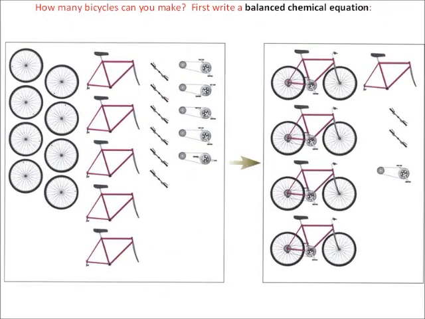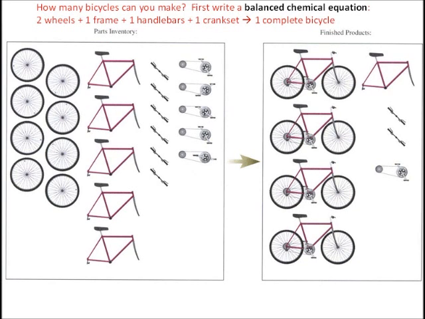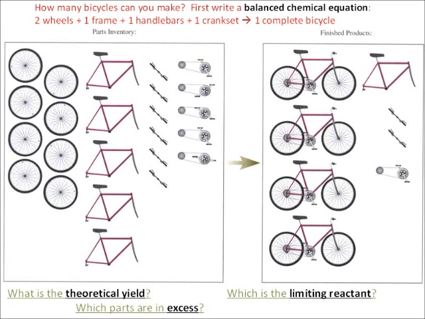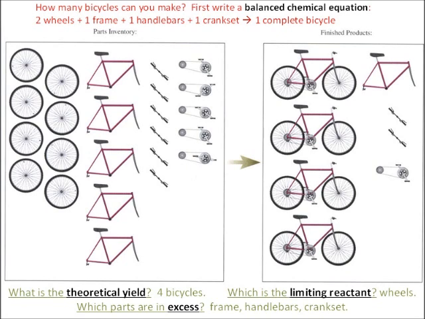In the second example with large objects, say that you work at a bicycle shop. For every 2 wheels, you need 1 frame and 1 handlebar and 1 crankset to make a complete bicycle. Looking at the pictures here, you can see that the theoretical yield of these parts inventory is 4 bicycles. We've run out of wheels, that's our limiting reactant, and we have an excess of frames, handlebars, and cranksets.